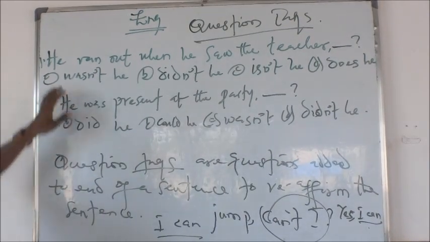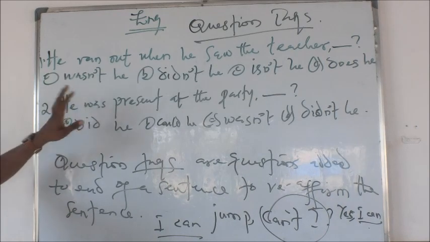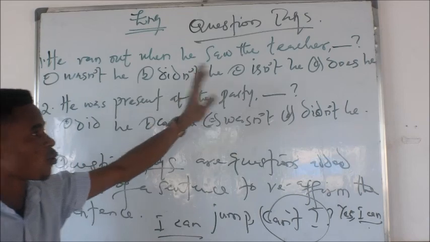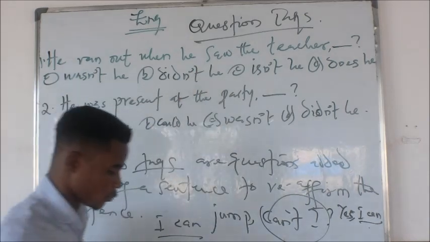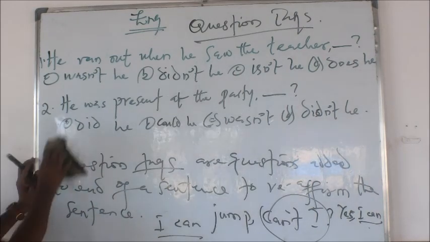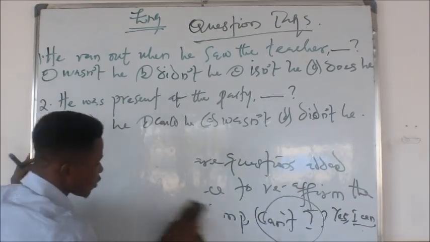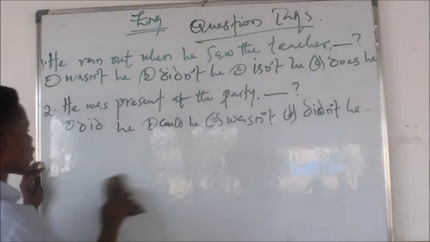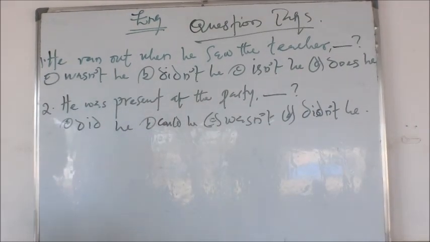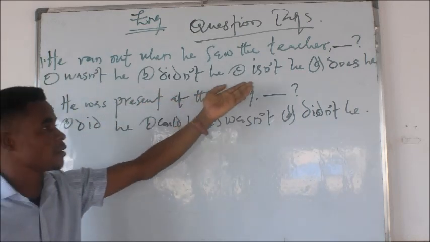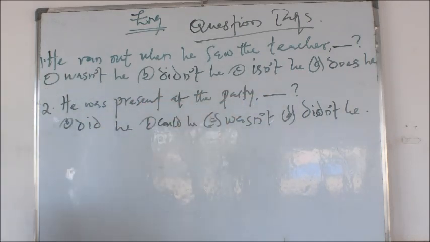Now we have question 1. He ran out when he saw the teacher. What is the question tag we are supposed to add and why? We have didn't he, isn't he, does he, then we have wasn't he.